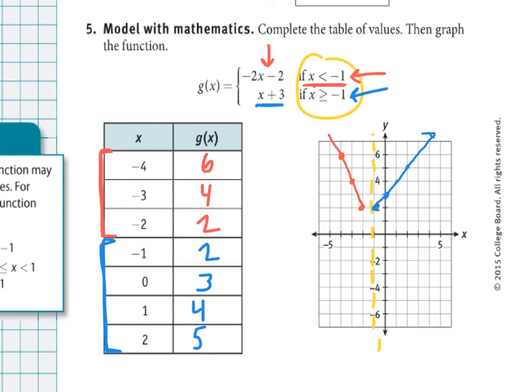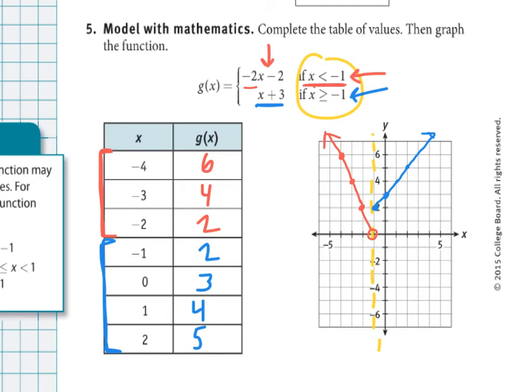Actually, let me check my slope. I don't think I did the slope right. Down 2 over 1. Yeah, let me redraw that. Right, looking at the slope of that piece, it should be going down 2 over 1. It should go right to there. And that circle's open again because that rule doesn't apply. When x actually equals -1, we're on the blue graph.